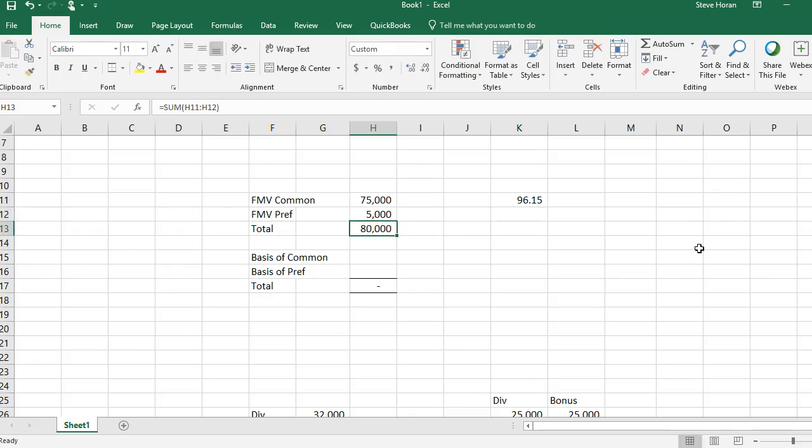So 80,000 total. And then our basis changes. We take the 75,000 fair market value, and I divide that by the 80,000, and I multiply that by my old basis of 50. Then do the same thing: I take the 5,000, divide it by the 80,000, multiply that by my old basis of 50, and I get 50,000 even. So now my basis is this and this, because in this scenario I received a preferred stock and not additional common stock.